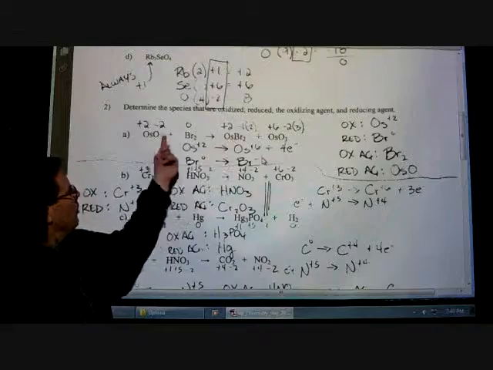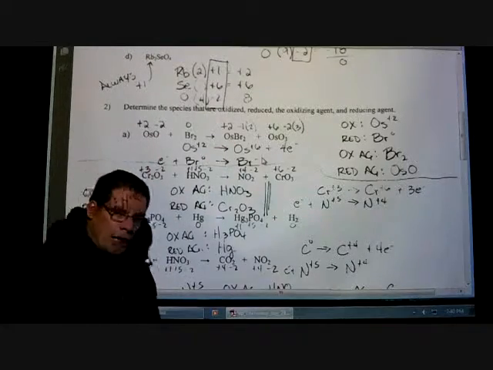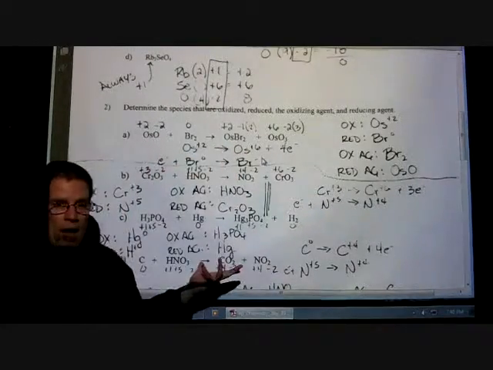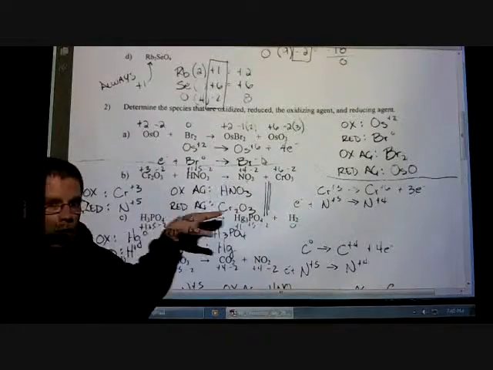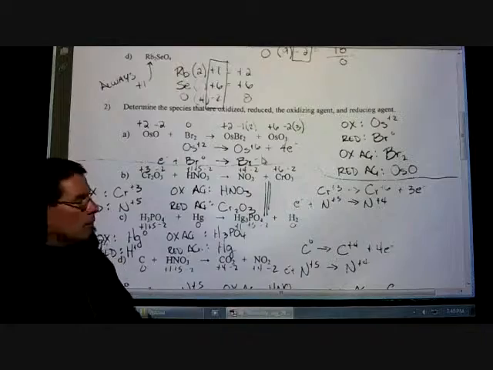Probably the best thing to do on these is write the charges above. If you need to write the half reactions, write the half reaction. But you don't need to balance it out, okay? None of these equations should be balanced. If they are, it's on accident.